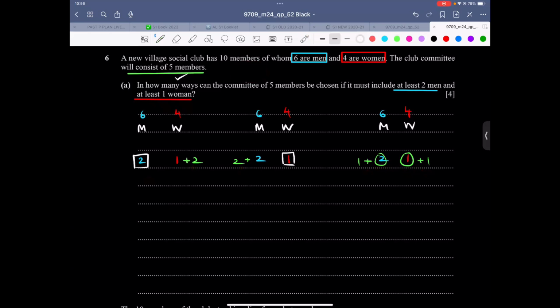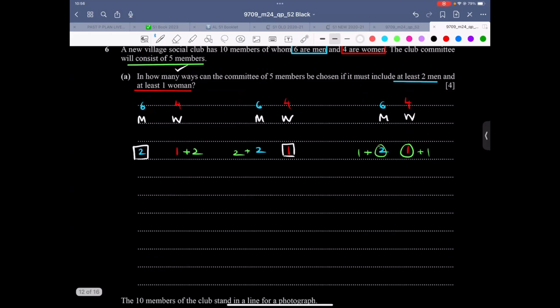That's all. So take your time in writing these things down very, very comfortably. So this is 6C2 into 4C3. This is 6C4 into 4C1. This is 6C3 into 4C2. So first of all, let me calculate the first one.